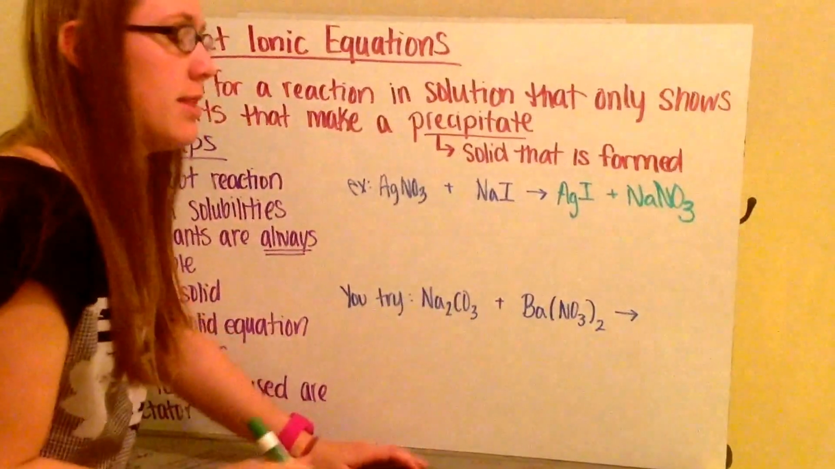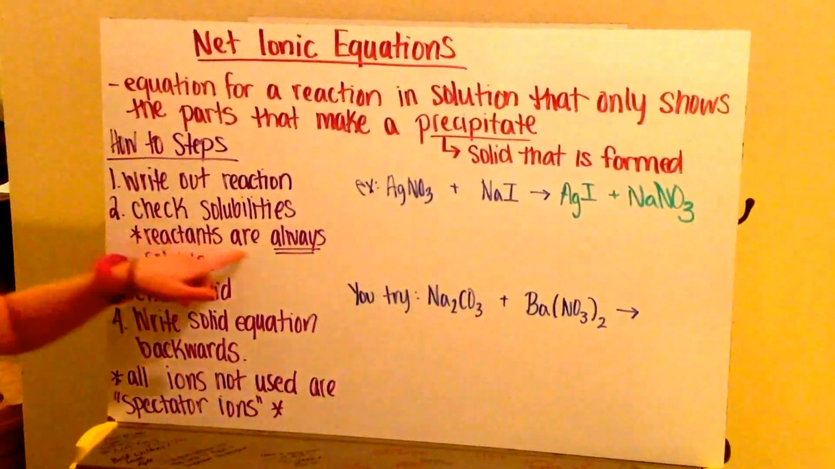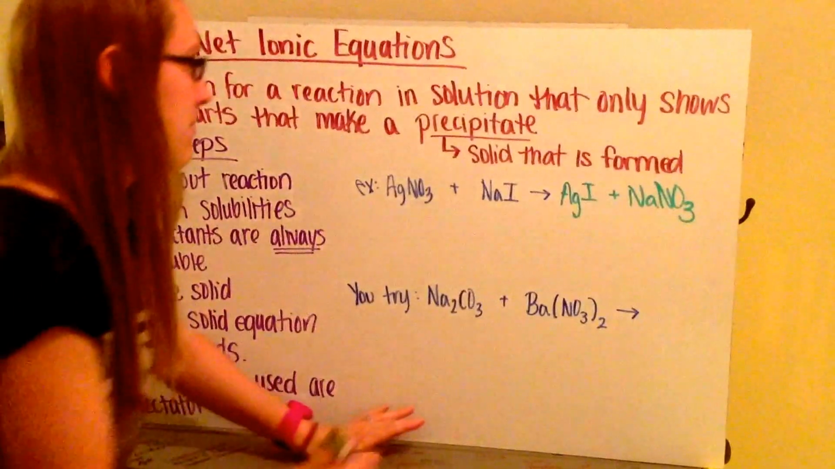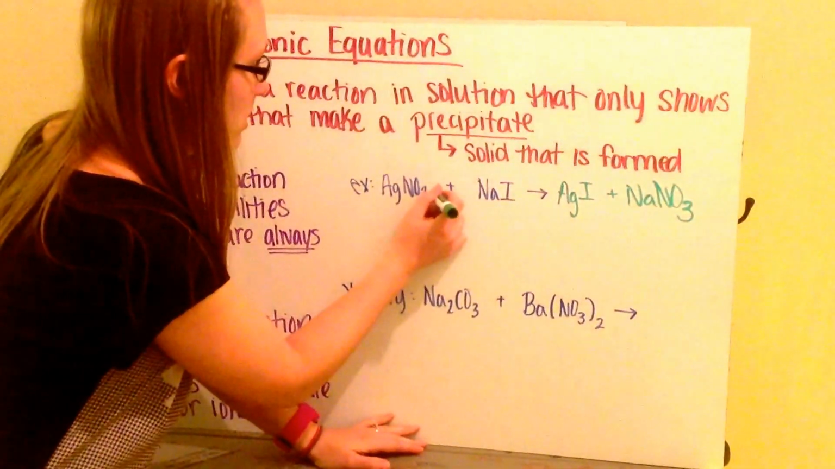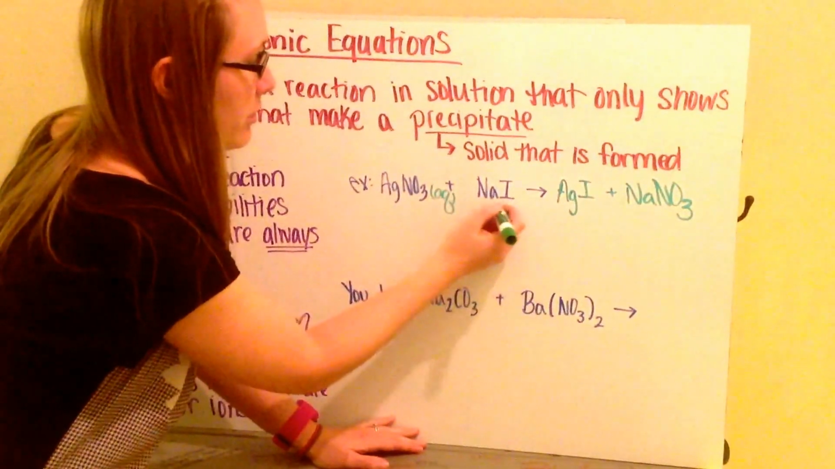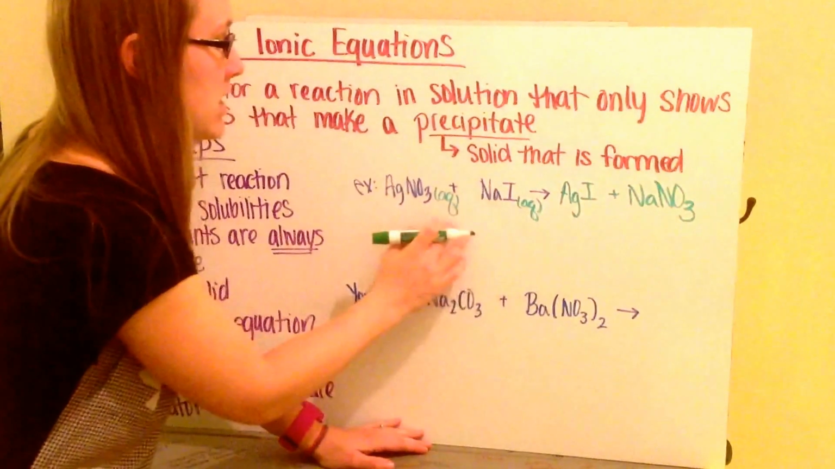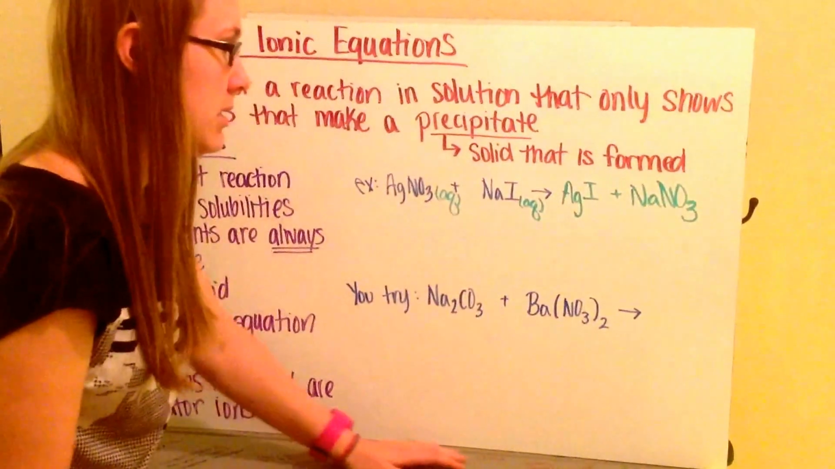Okay. Then I go ahead. Step 2 says check the solubilities. Reactants are always soluble. So that means that my reactant of silver nitrate is aqueous, as is my other reactant of sodium iodide. And they get the little AQ under them, showing that they're aqueous.